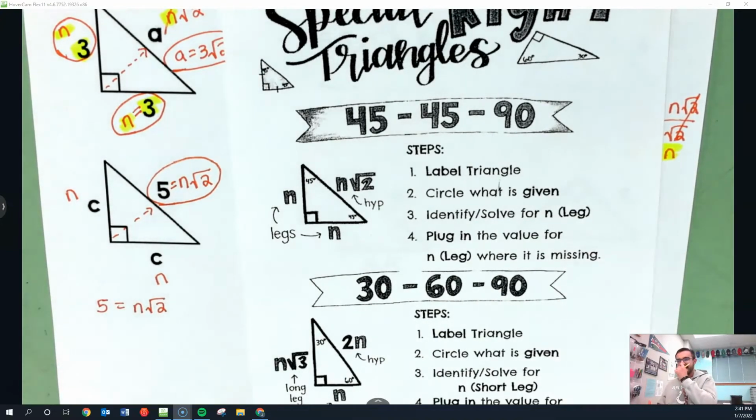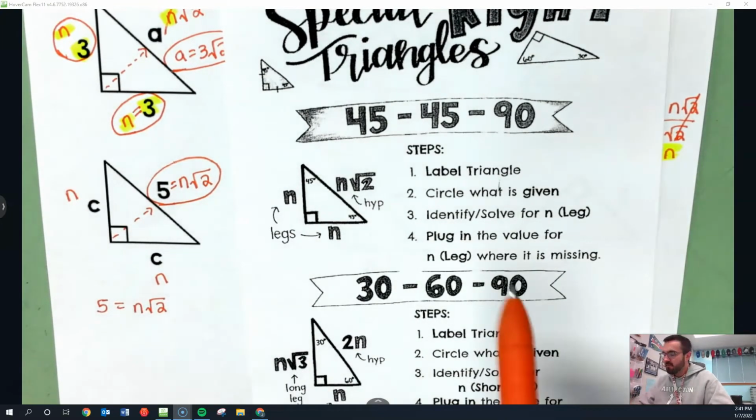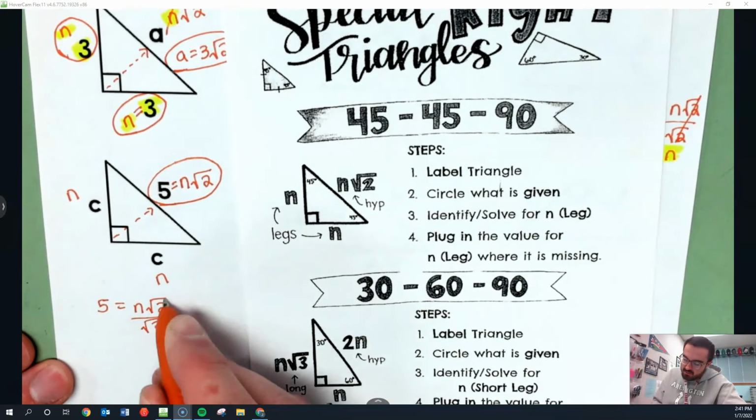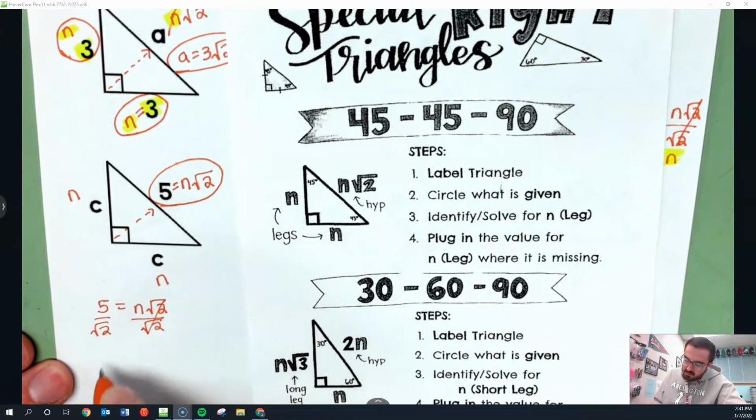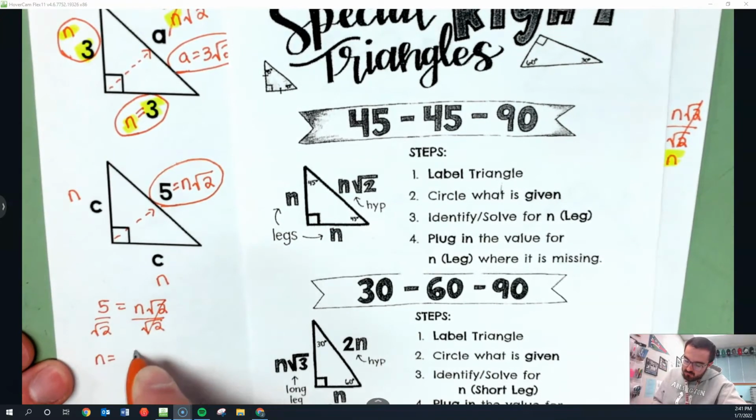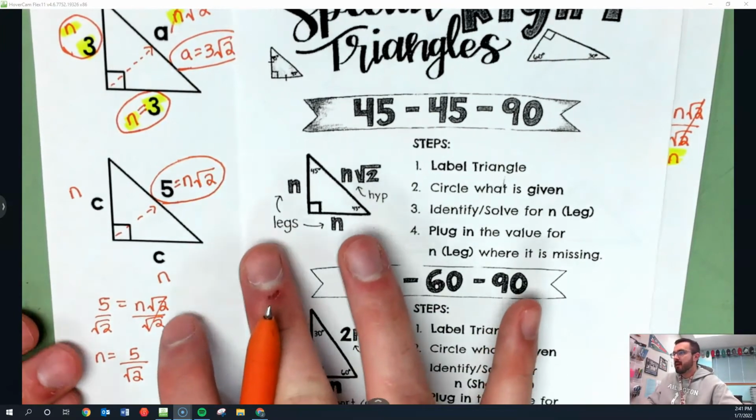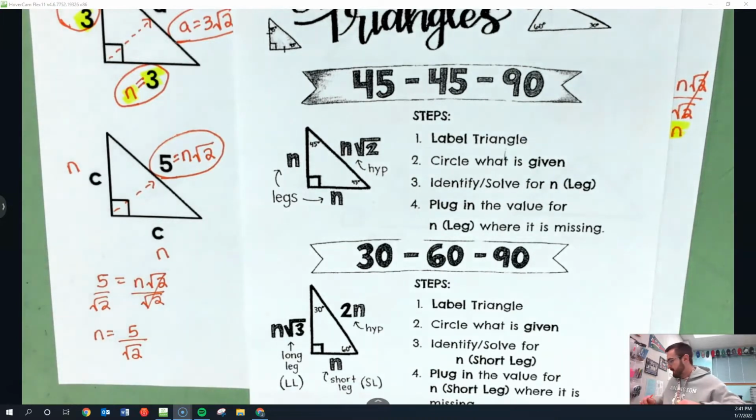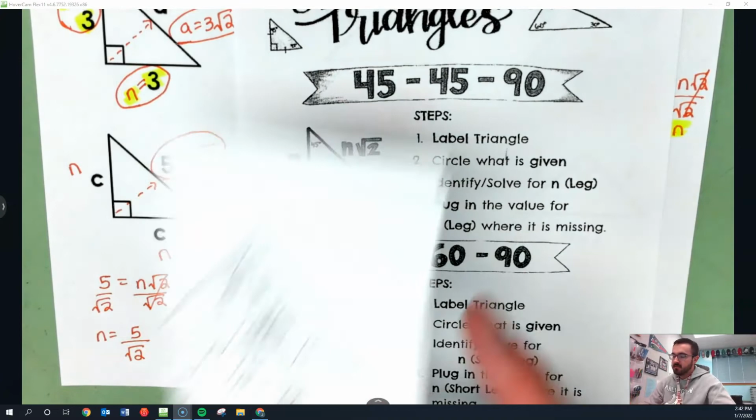Okay, how do we get n by itself at this point? Solving for n, we're going to divide both sides by root 2. n would equal 5 divided by square root of 2. Okay, so we have n by itself, but it's not quite reduced. In this situation, what I don't like about it is that a square root is on the bottom of my fraction. That's what I don't like.